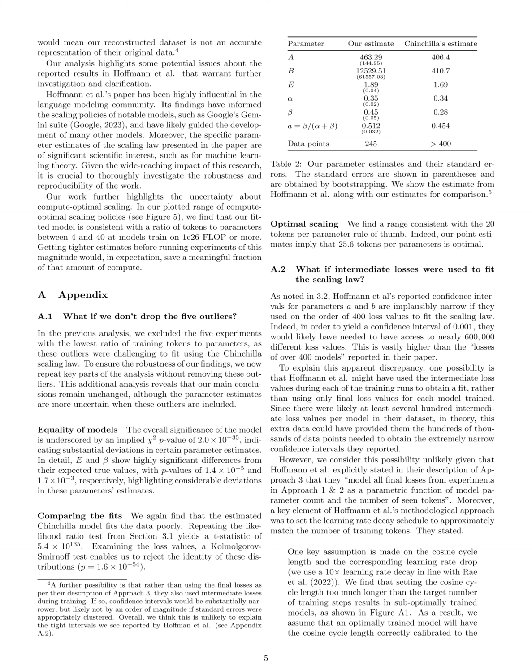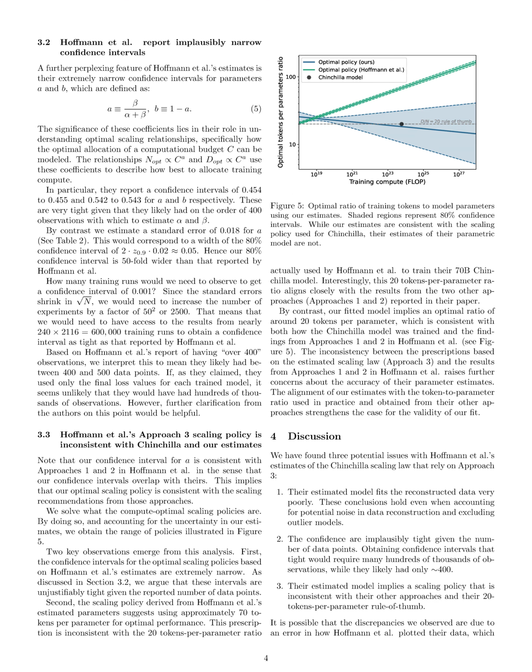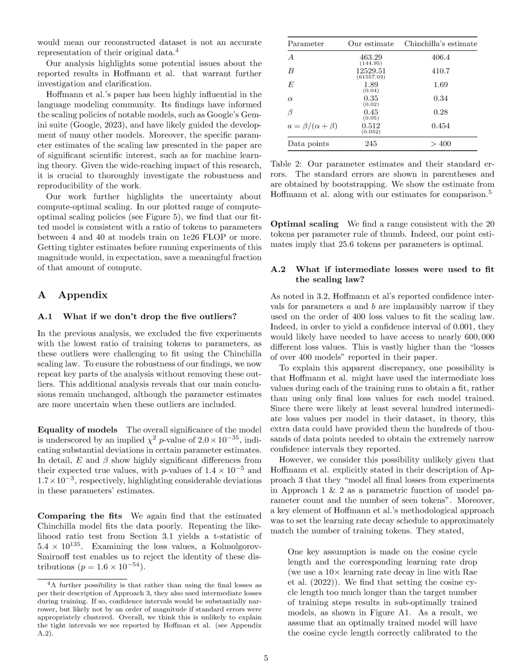The estimated scaling policy derived from Hoffmann et al.'s approach 3 is inconsistent with their other approaches and the 20 tokens per parameter rule of thumb they used in practice, indicating discrepancies in their findings. These inconsistencies suggest a need for further investigation and clarification to ensure the robustness and reproducibility of the research.